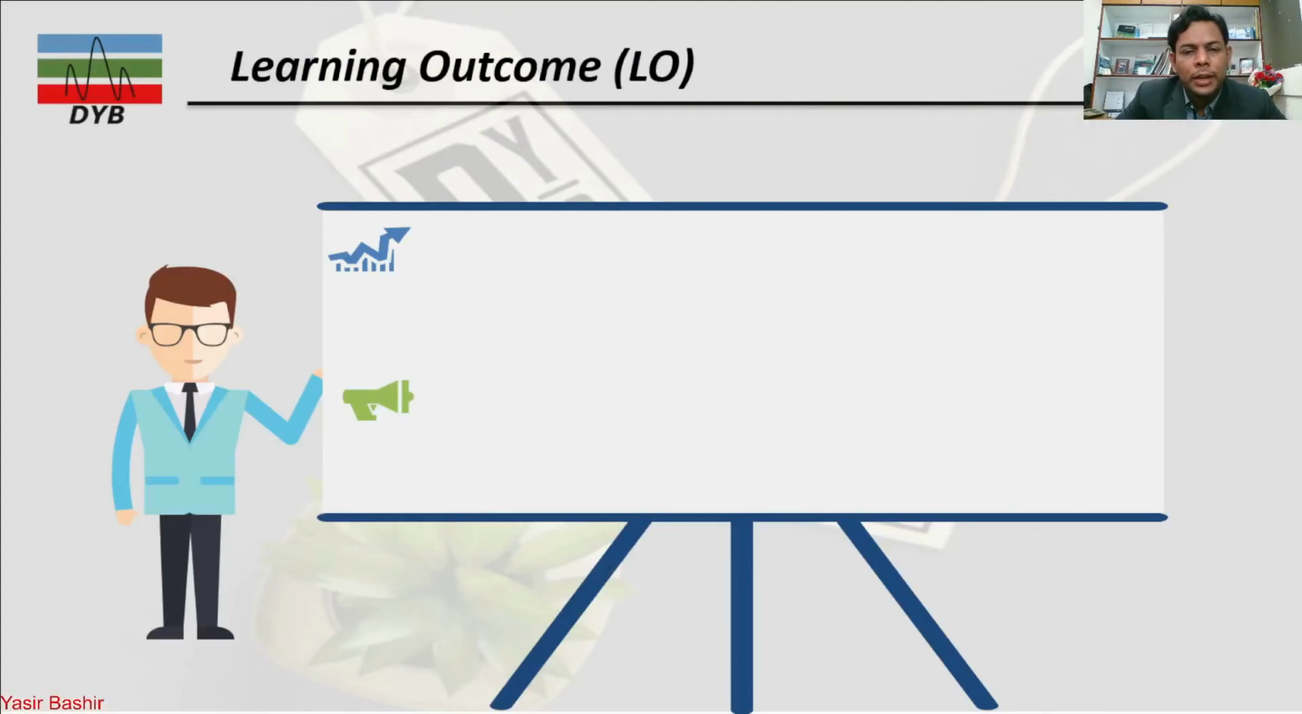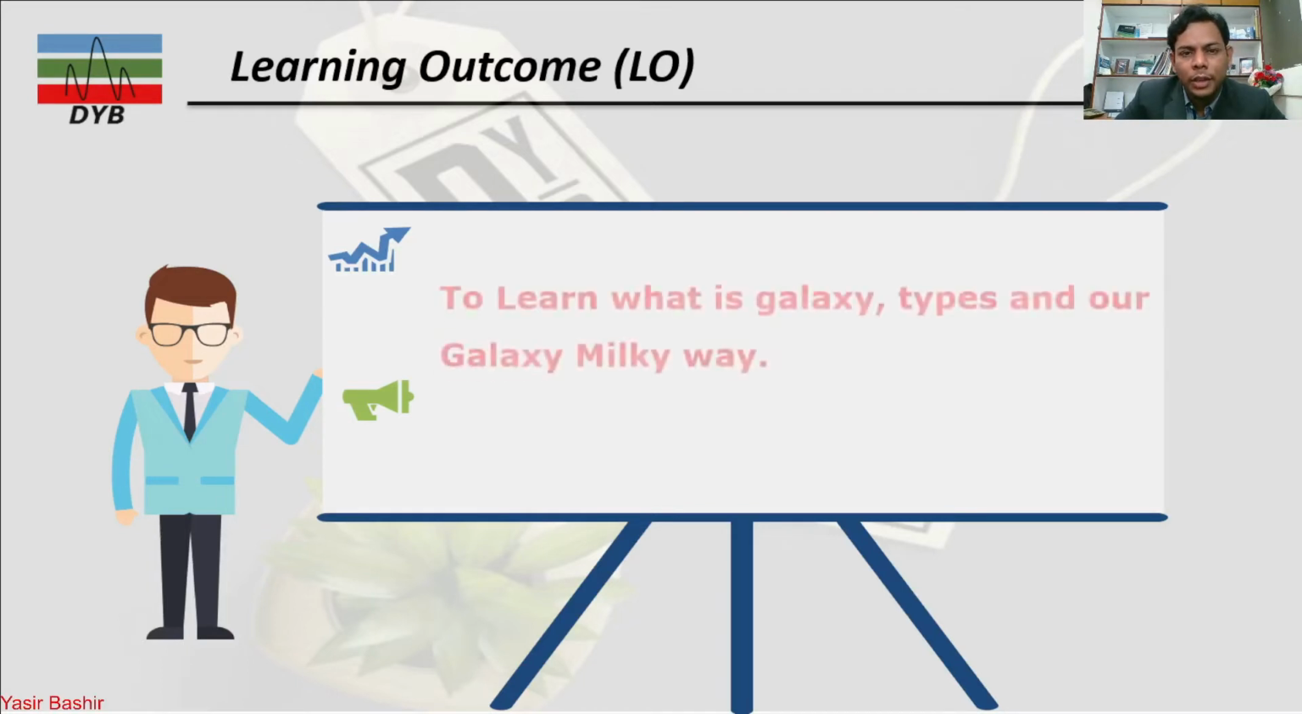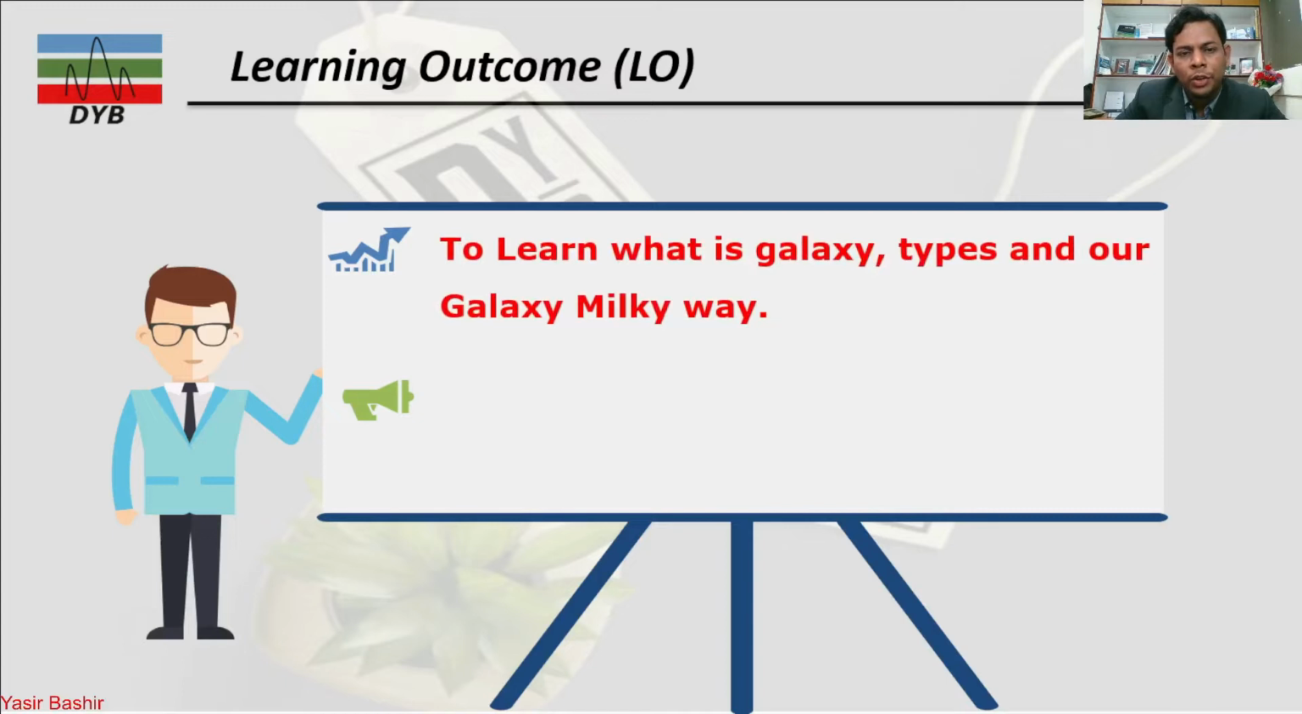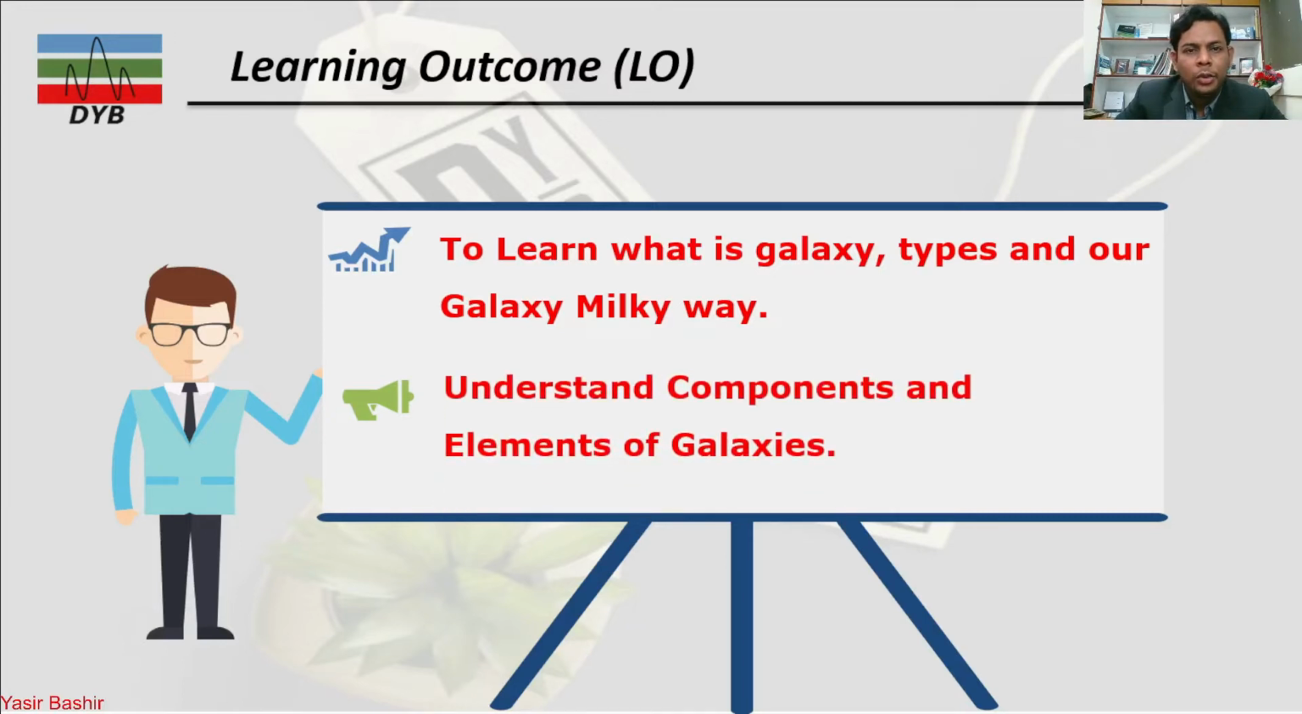Prior to starting the lecture, there are two learning outcomes for this lecture. The first learning outcome, or objective, is to learn what a galaxy is and its types, and also learn about our galaxy, the Milky Way. The second learning outcome is to understand the components and elements of galaxies. What are the components and elements which form the galaxies?